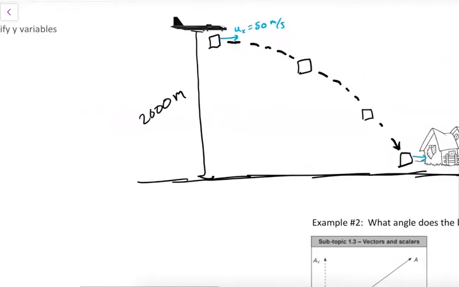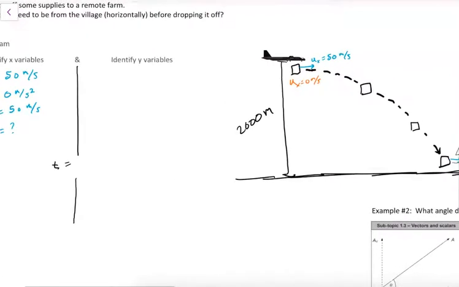Vertically, we need to identify the variables. Originally u of x is 0, and that's all we know in terms of the motion. So u of x is equal to 0 meters per second. Sorry, u of y. We also know that s of y is the height, and that's equal to negative 2,000 meters. I'm keeping the negatives just to enforce that. We also know our acceleration in the y direction is negative 9.8 meters per second squared. We don't know our final velocity, and we don't know the time.